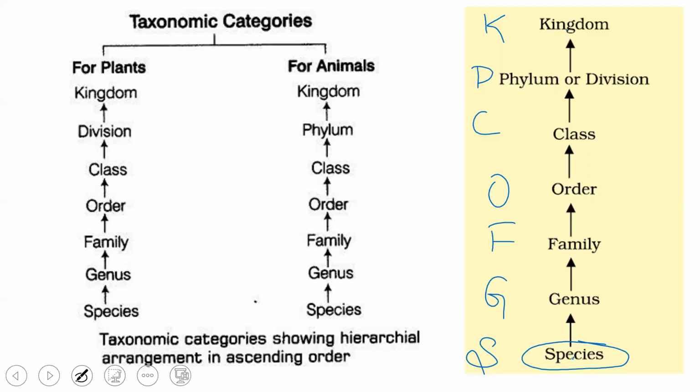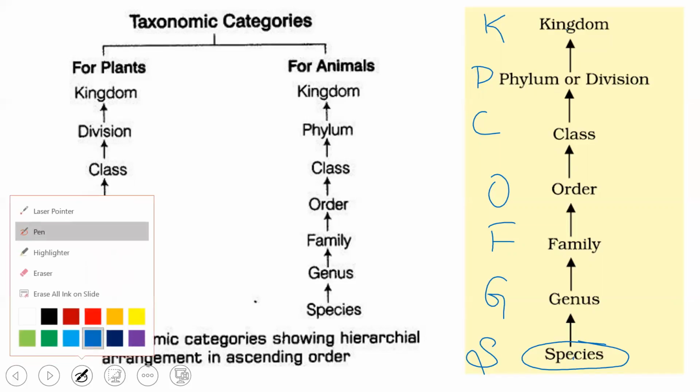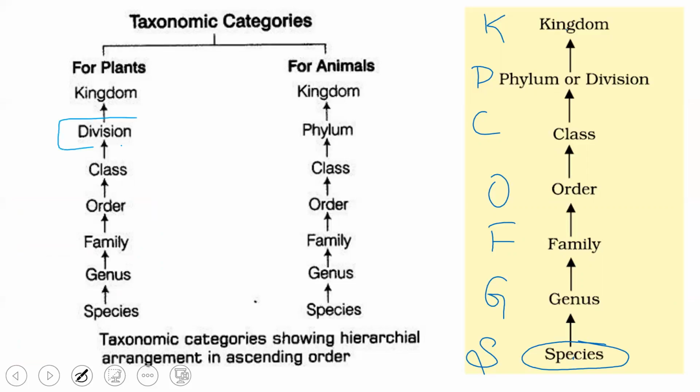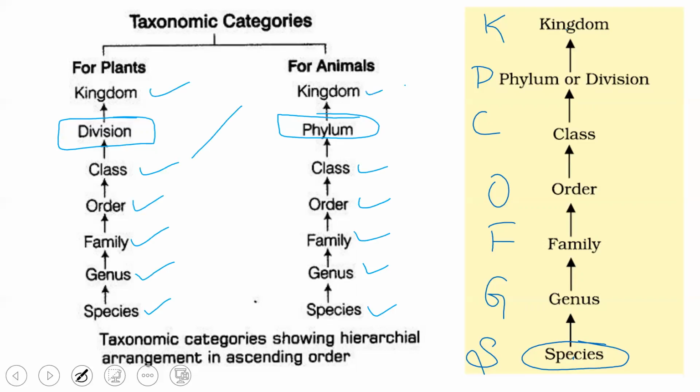But there is one difference with regard to the taxonomy categories for plants and for animals. The only change we see here is regarding the division in case of plants, whereas in case of animals, we call it phylum. Otherwise, the rest are all the same. Species, then genus, then family, then order, and then class, division or phylum, and lastly, the kingdom. For plants it is kingdom Plantae and kingdom Animalia for animals. So these are the taxonomy categories. Now we look into them one by one.